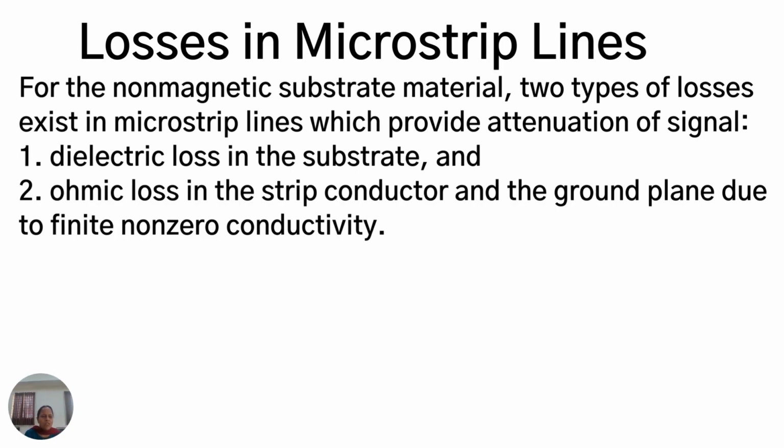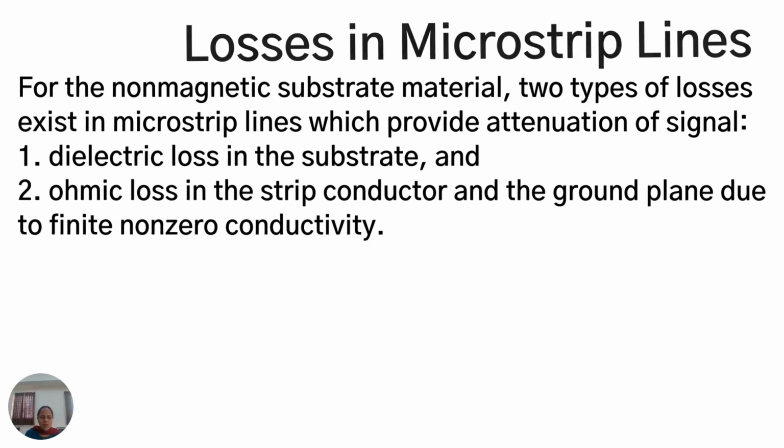So when we come to the losses in the microstrip line, for any non-magnetic substrate material, two types of losses will exist. What kind of losses? One is a dielectric loss in the substrate, the other one is an ohmic loss in the conductor and ground plane. Because the microstrip patch structure, the top as well as the ground plane, both are made up of the conductor, so there will be some ohmic loss, and the dielectric substrate material will introduce some dielectric loss.